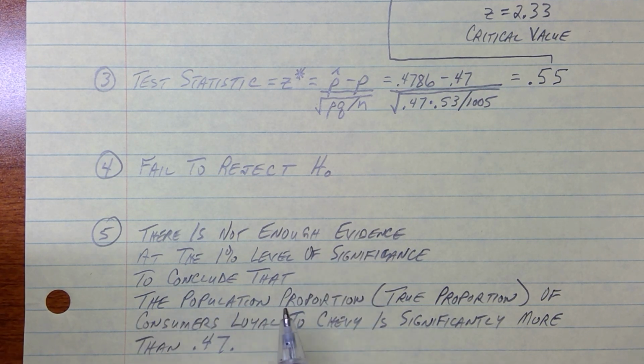And my challenge was the population proportion, sometimes called the true proportion, of consumers loyal to Chevy is significantly more than 47%. That's what I was trying to prove. I was trying to say, no, it's more than 47%, but my test failed. So I have to say that. I failed to prove you wrong. I did not have enough evidence to prove you wrong.